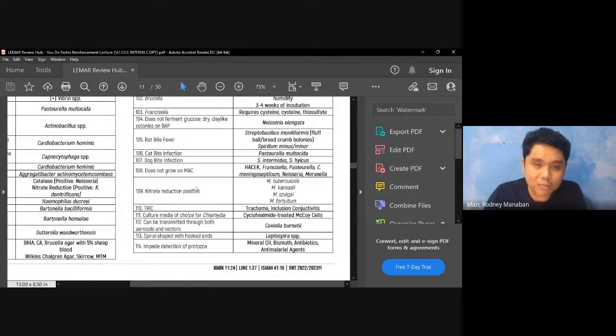Next, nitrate reduction positive among the acid-fast bacilli. Of course, the first is MTB. But aside from that, you have M. kansasii, M. szulgai, and M. fortuitum. So if in my case study, dears, the result is niacin positive, nitrate reduction positive, the first organism you answer is MTB. Alright? MTB, to be safe. And if it exhibits cording, C-O-R-D, that's MTB already.